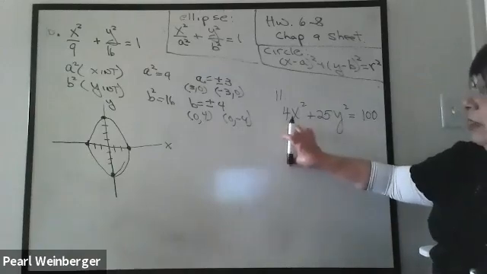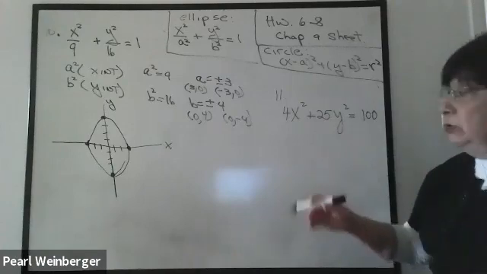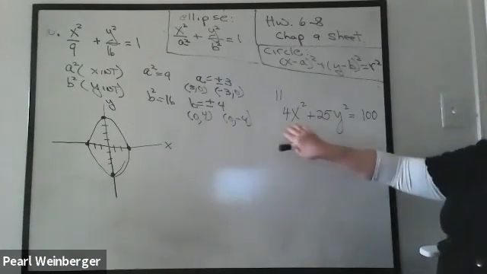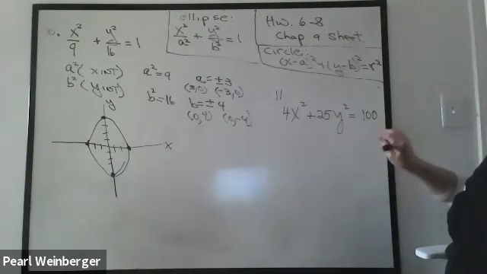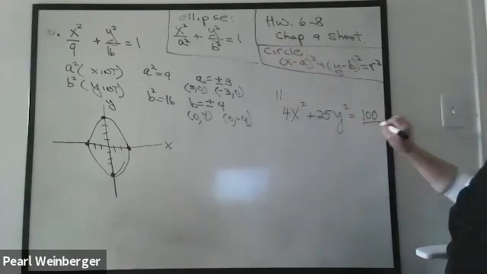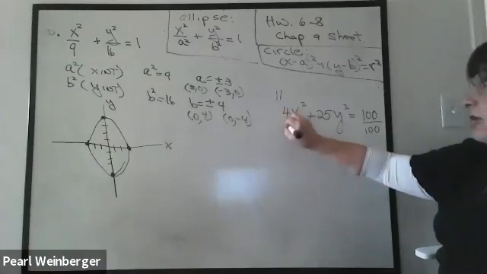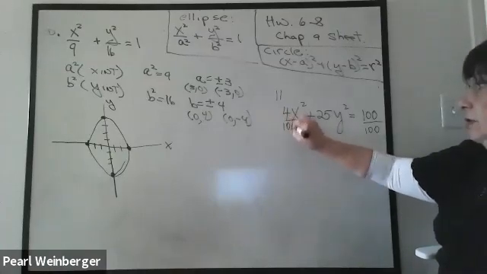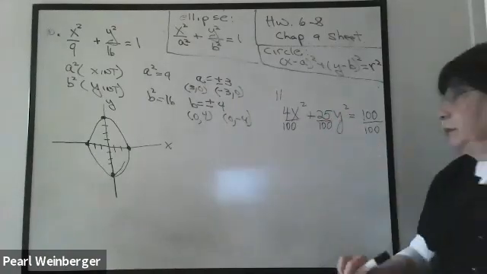So when we want to graph something that's not in standard form, the first thing we want to do is put it in standard form. And the way we put it in standard form is we divide by the number on the right side of the equation, because in standard form, you have to have it equal to 1. So in order to get this equal to 1, I'm going to have to divide this by 100. But whatever I do on one side, I have to do the same thing on the other side. So I'm going to have to divide this by 100 and this by 100 as well.